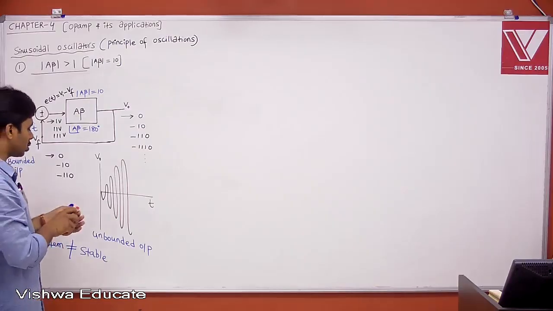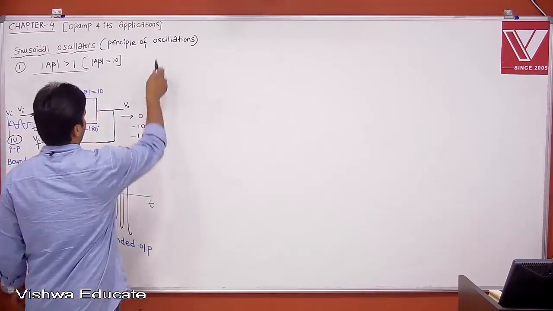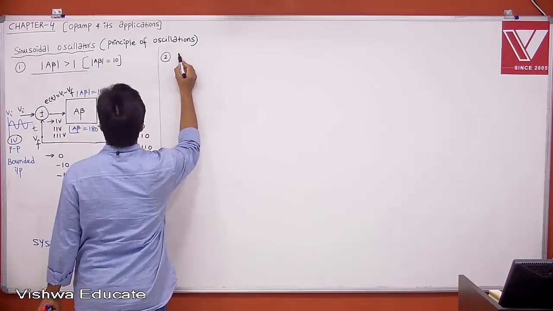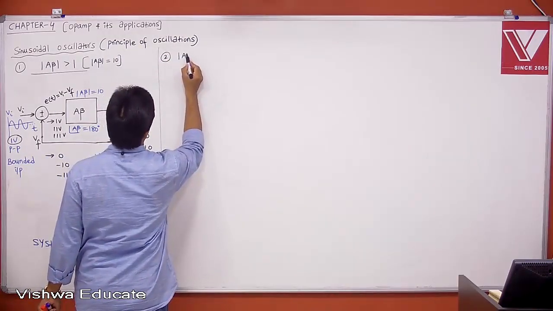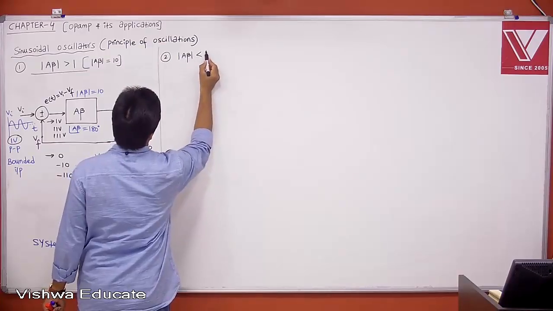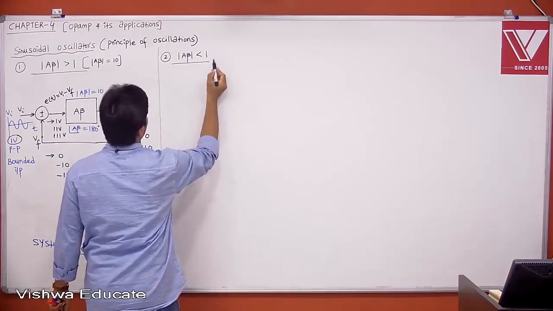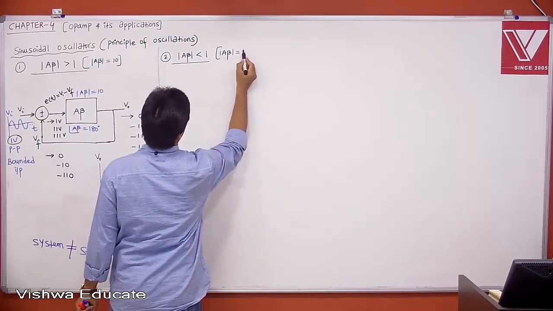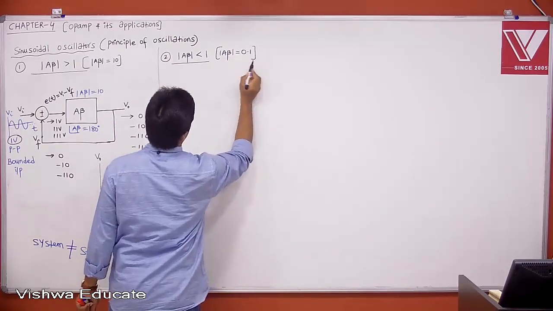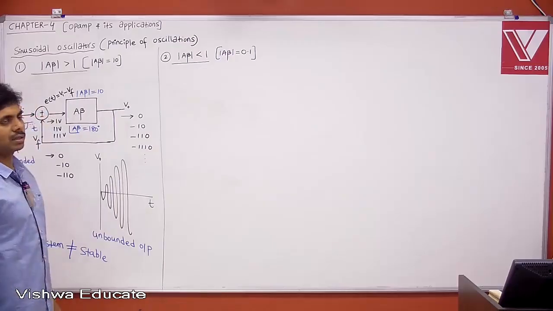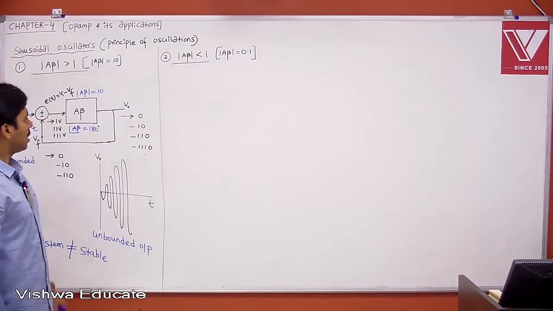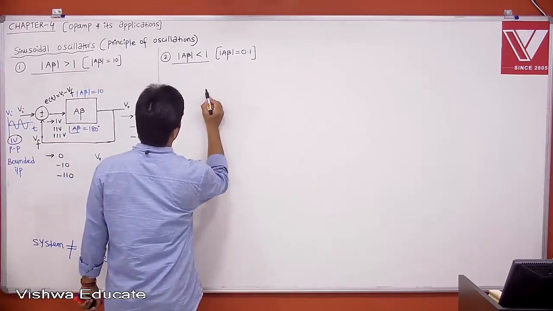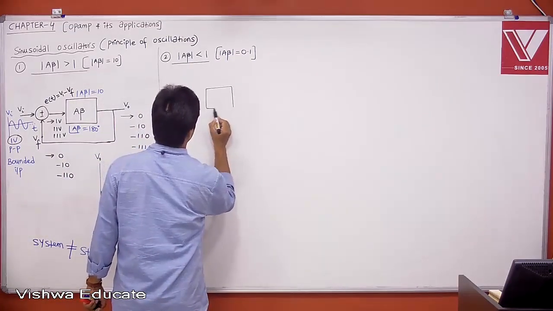Now, similarly, case 2. Let us say mod A beta less than 1. For example, mod A beta is equal to 0.1. It is easy: whenever you want to multiply, just take the decimal one place to the left. Now the same thing we need to analyze. Again, let us consider the same thing. This is your A beta, which is nothing but the loop gain.